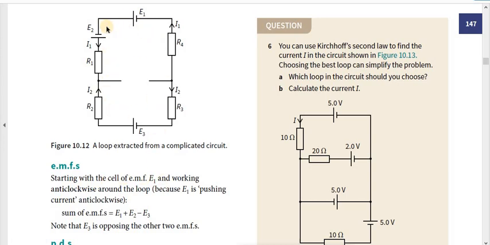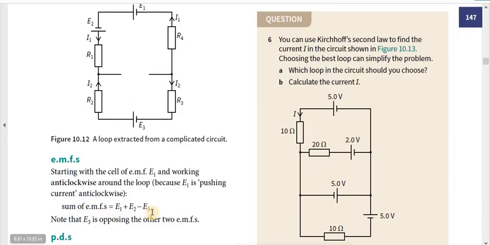Now we are moving in the anti-clockwise direction around the loop, because E1 is pushing current clockwise. You know, the current flows from the positive terminal of the battery or cell. These two are again positive terminals, but these two cells are pushing the current in the anti-clockwise direction. This is trying to push current in the clockwise direction around this loop. So that's why it's minus here.